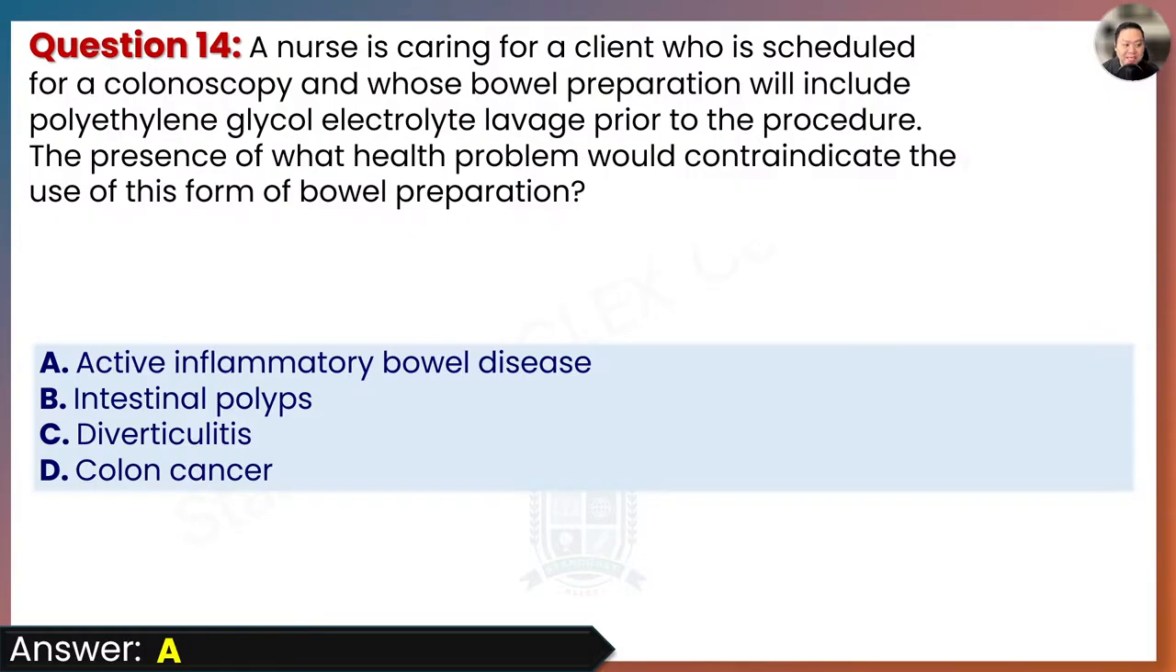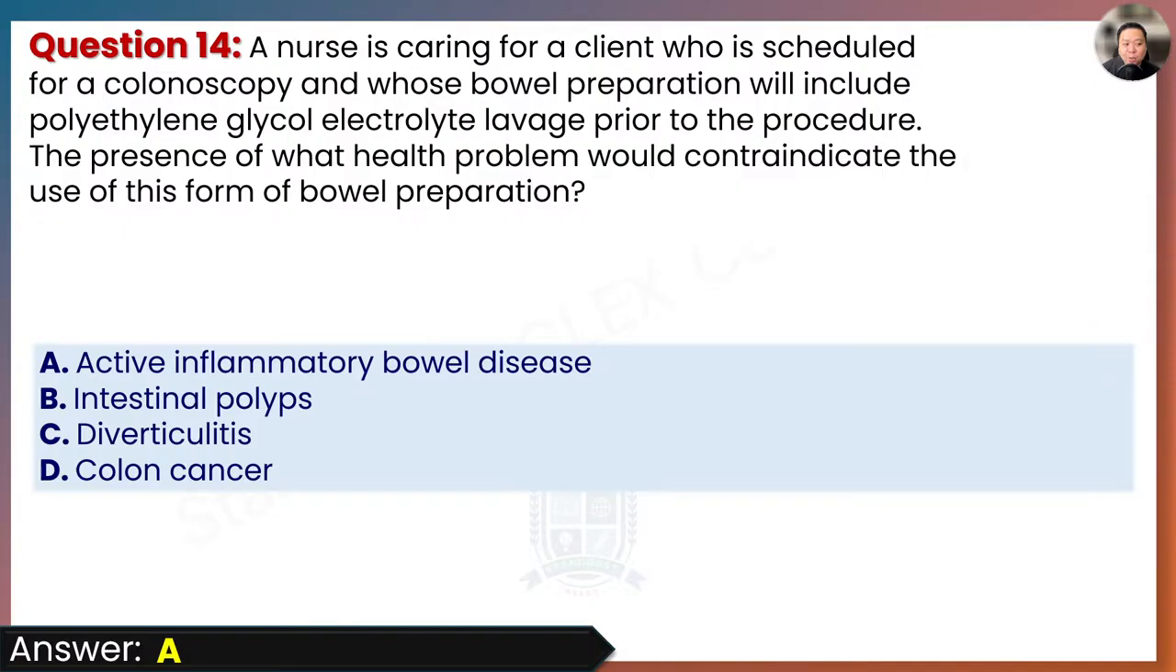Now, what about letter D, colon cancer? This is a condition that often requires colonoscopy for diagnosis, staging, and also monitoring. And the polyethylene glycol is also safe unless the tumor is causing a complete bowel obstruction. And in this case, flushing the bowel could lead to severe complication. And since the option did not state an obstruction, there is no clear contraindication for option D.